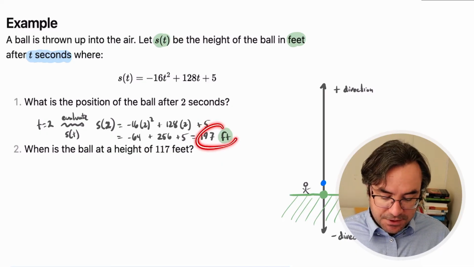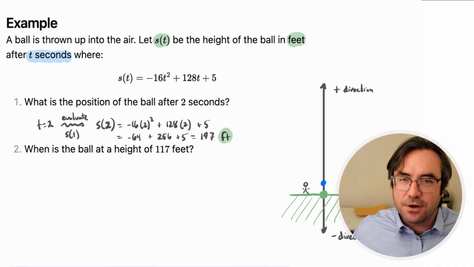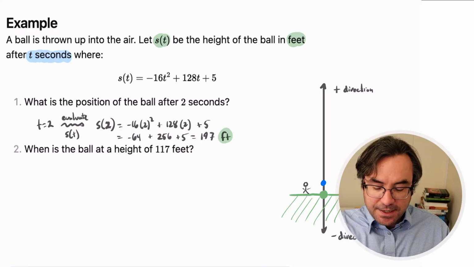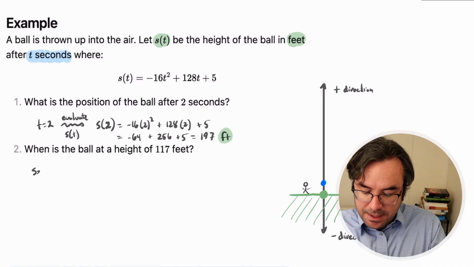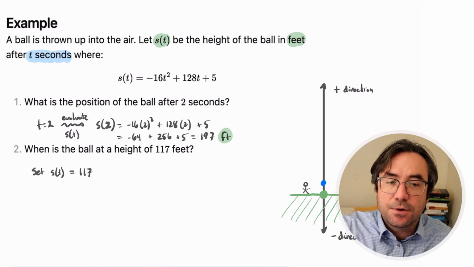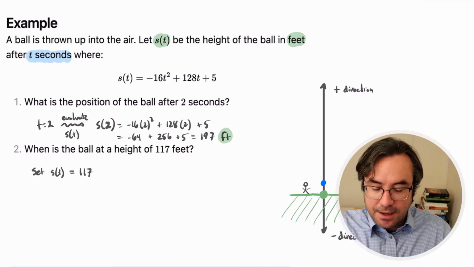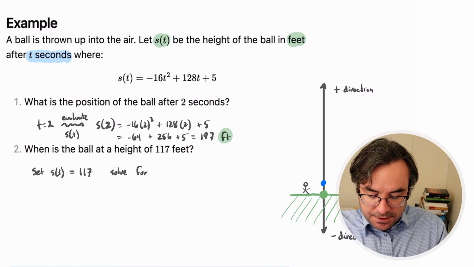Well, now we have the position and we want to go back. So this is going to be a little more difficult. The idea here is we're going to take our position function and set the position function s of t equal to 117. That's the height that we're interested in. Then once we do that, we're going to solve for t.